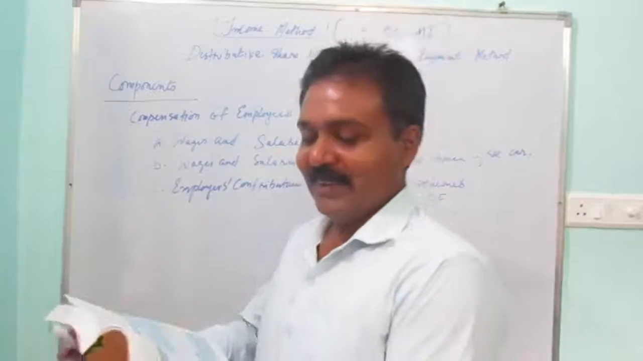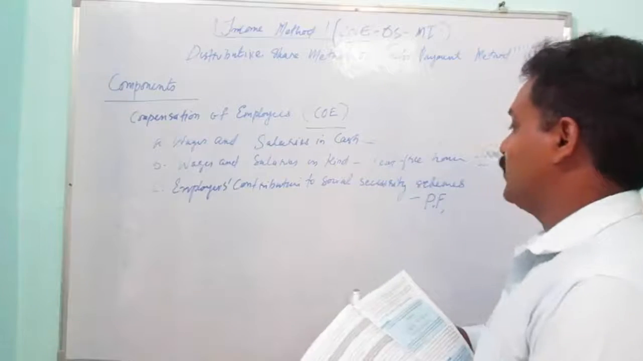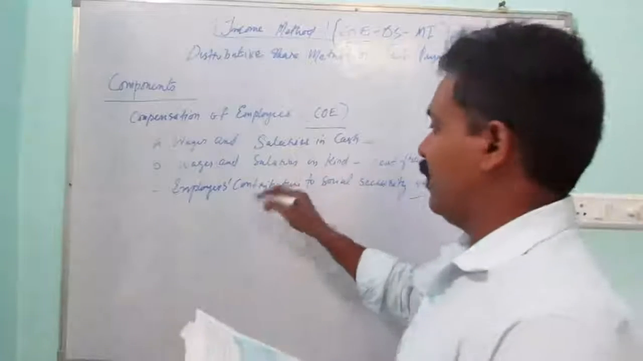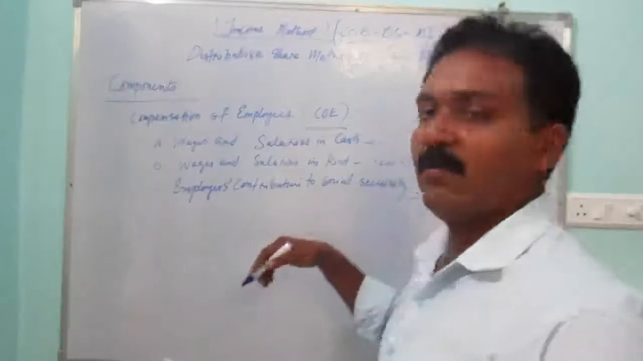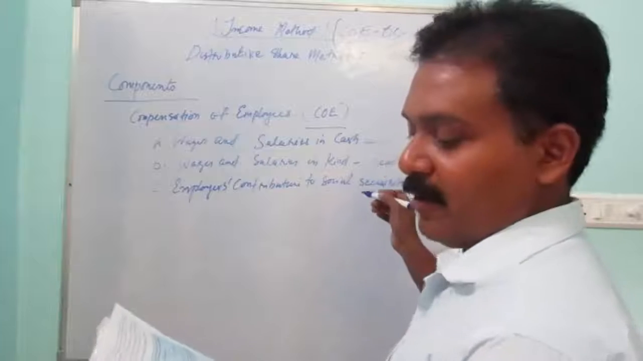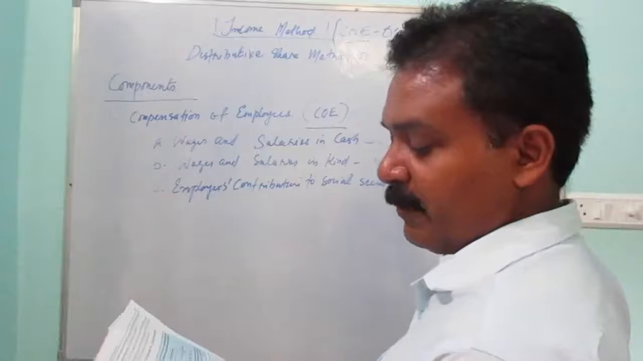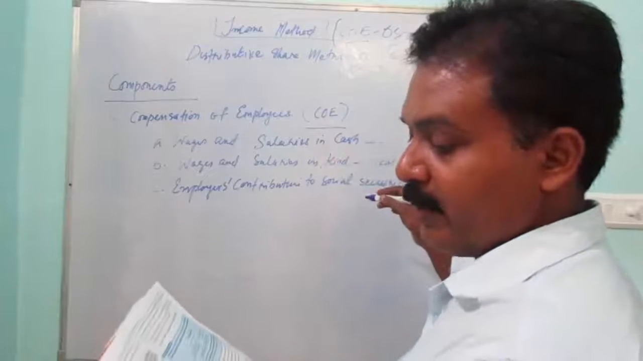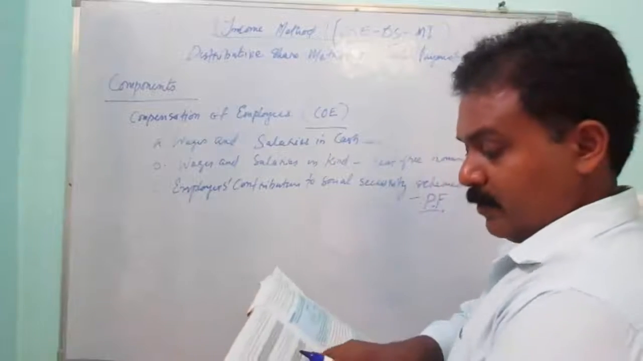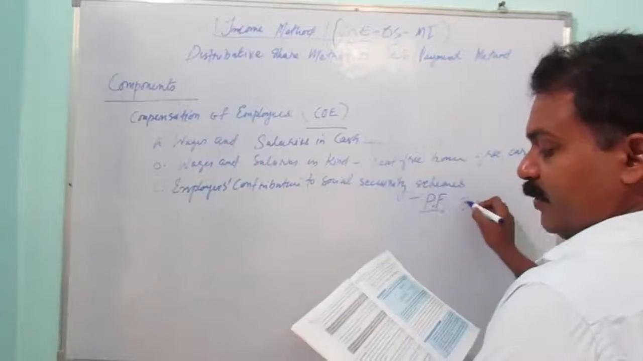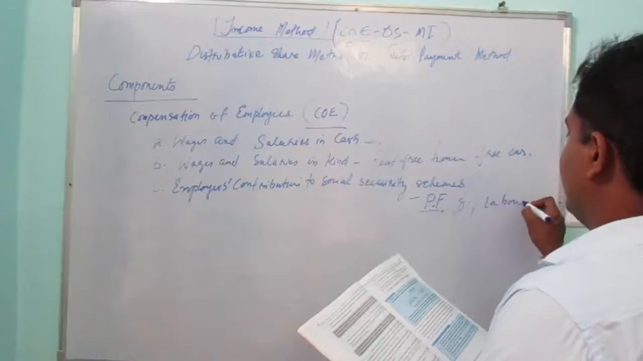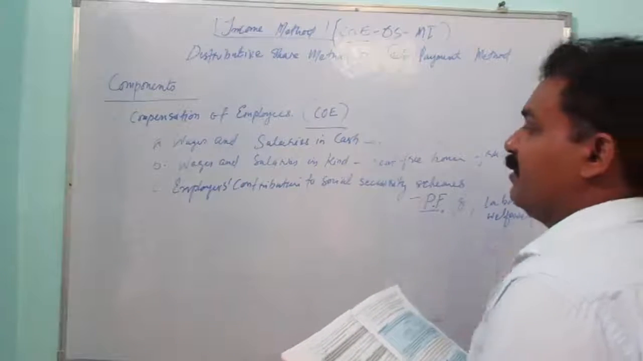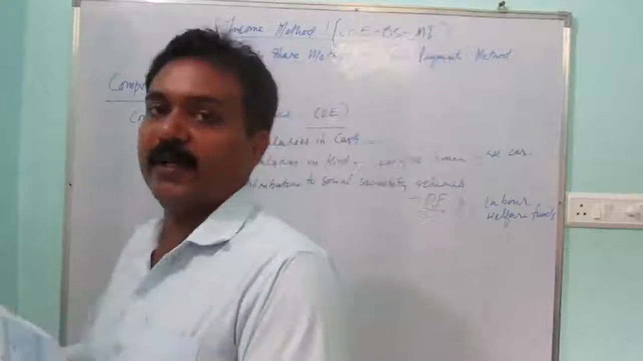Okay, come back. So employers' contribution to social security: one part is the PF. The employer has to put in an amount for the PF and the employee also will put in. If there is PF, that will come under compensation of employees. And what else is there? Gratuity, labor welfare funds, if anything like that is there, all will come in employers' contribution to social security schemes.